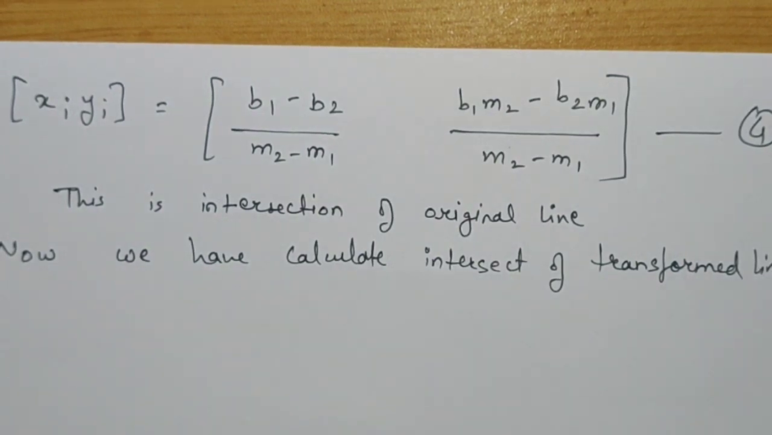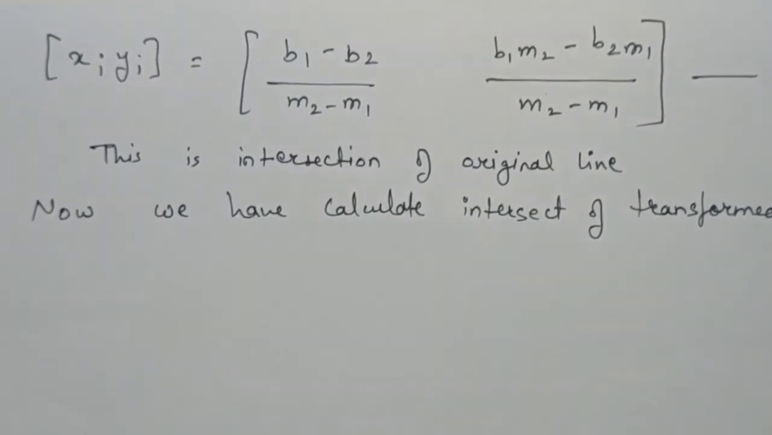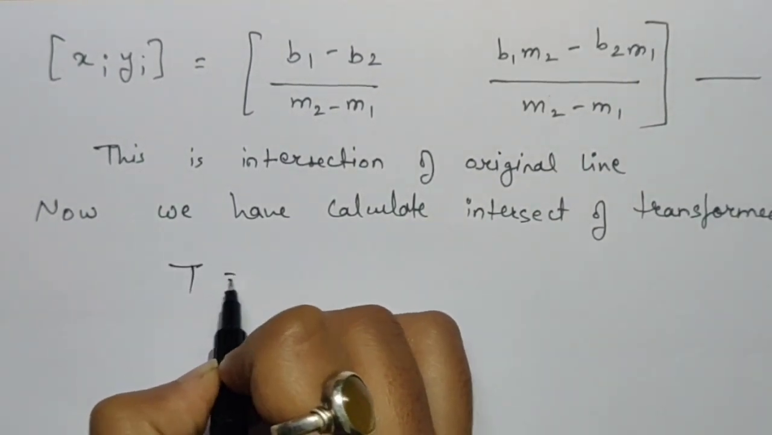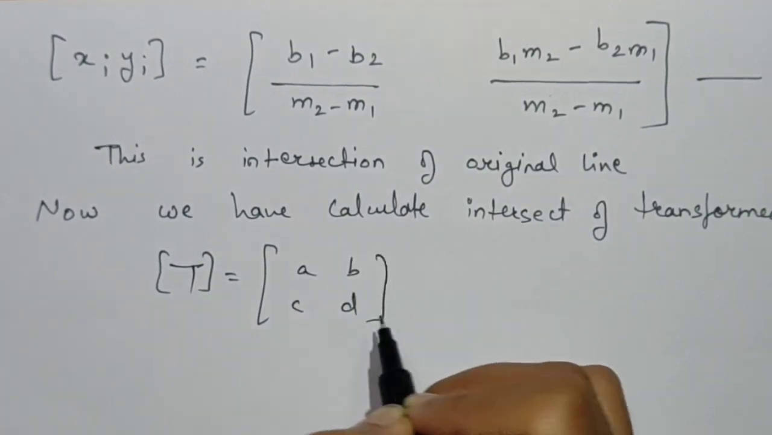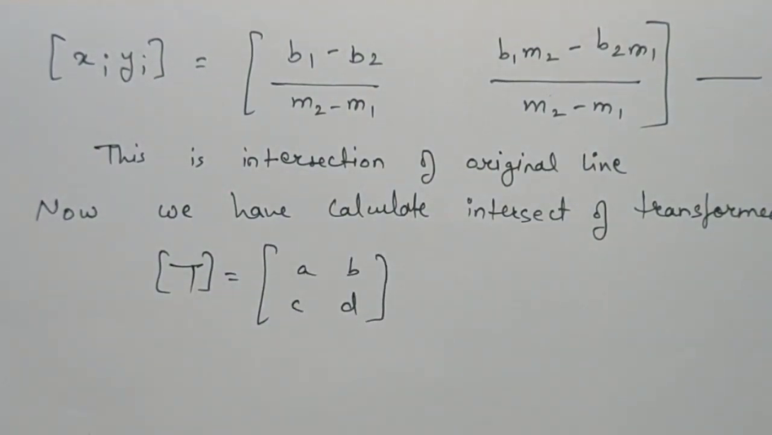Okay, we have to calculate the intersection of transformed lines. So, transformation of two lines using a transformation matrix. Now, we have the transformation matrix as A, B, C and D. So, transformation of two lines we have to see using the transformation matrix T equal to A, B, C, D. Then we have to find the equation of the transformed lines.